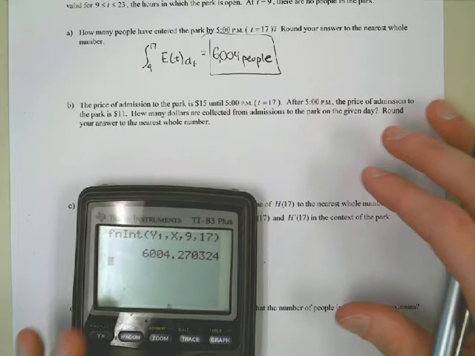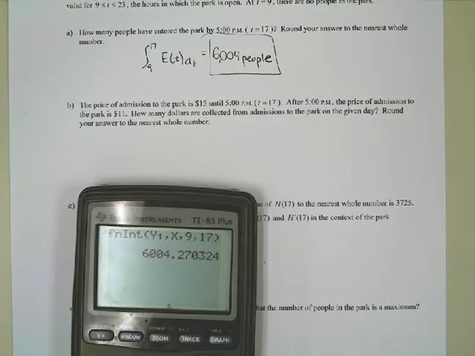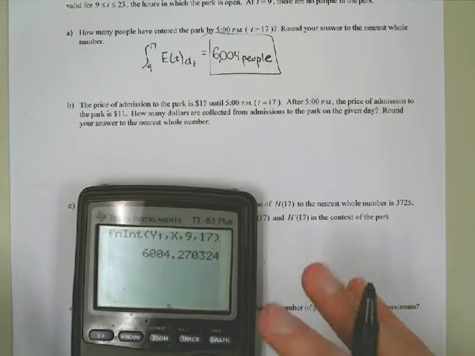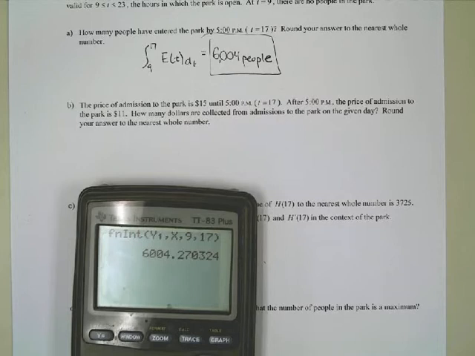All right, the price of admission to the park is $15 until 5 p.m. Then after 5 p.m., the price of admission to the park is $11. So how many dollars are collected from admissions to the park on this given day where we have these rates here? Okay. So we have two different admissions that we charge depending on what time of day it is. So how can we model that here using the integrals? What should we do? Yeah, Ryan?